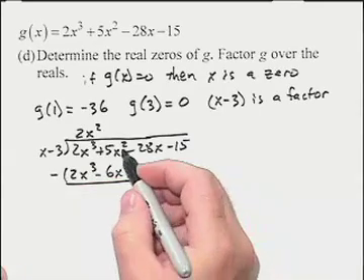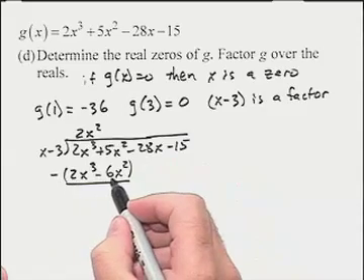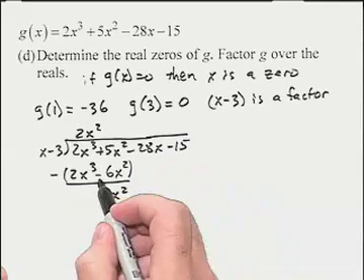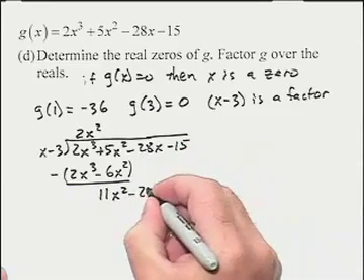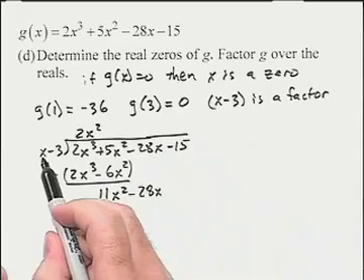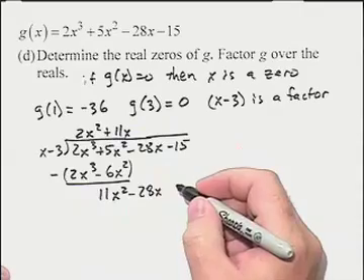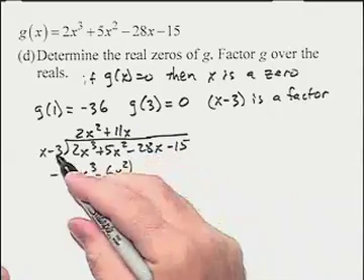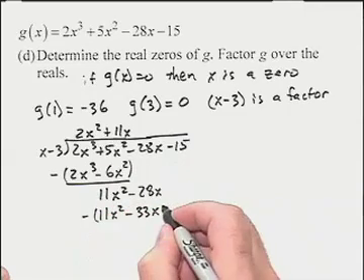We subtract that. 2x cubed minus 2x cubed is 0. 5x squared minus a negative 6x squared gives us 11x squared, since the minus the negative makes it plus. We'll drop down our minus 28x. To get 11x squared, we need to multiply x by 11x. 11x times x is 11x squared. 11x times negative 3 is minus 33x. Again, we subtract.